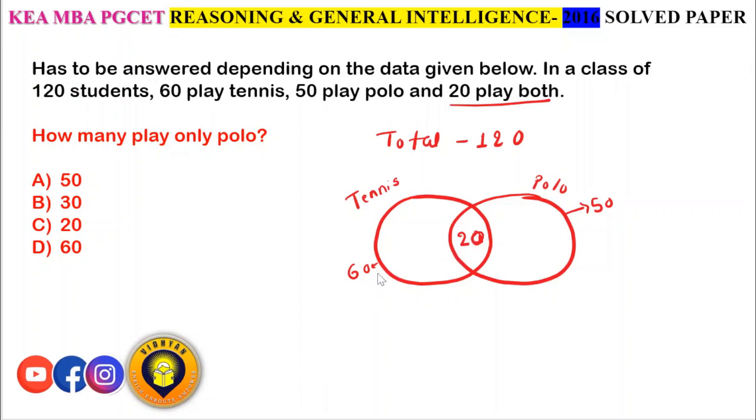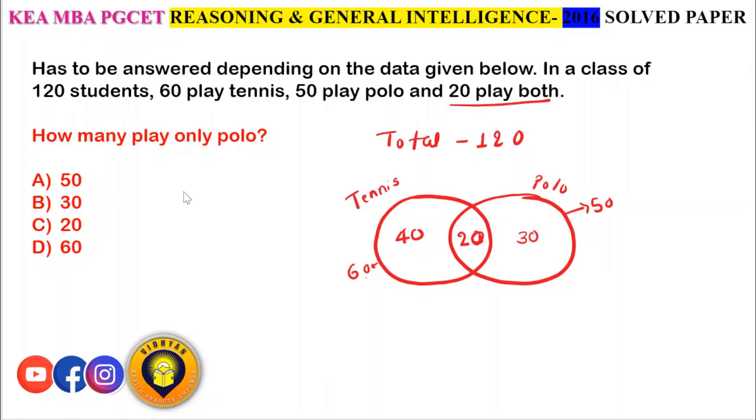Now you know that 60 students play tennis, right? Out of the 60, 20 play both the games. Therefore, remaining 40 students are who? They are the ones who play only tennis. So this 40 students represent only tennis, 20 students represent both tennis and polo. Therefore, total tennis will be 40 plus 20, 60. Similarly, only polo will be how much? Total students who play polo are 50. Of this, 20 play both. Therefore, remaining 30 are the students who play only polo.